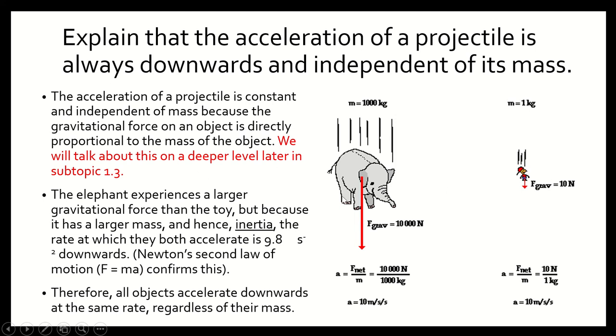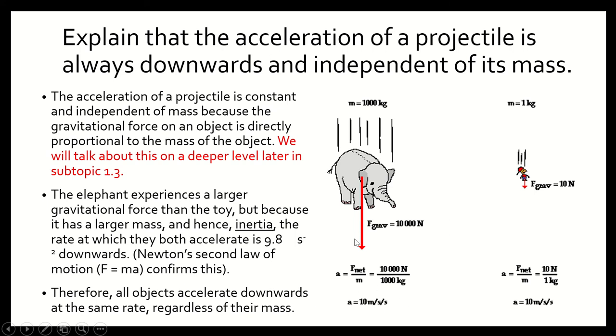So this elephant, larger gravitational force. However, because it has a larger mass, basically Newton's second law of motion is that force is equal to mass times acceleration, or the acceleration is directly proportional to the force applied and inversely proportional to the mass of an object. What actually happens is that the acceleration of these two objects is actually constant. It's 9.8, rounded up to 10.